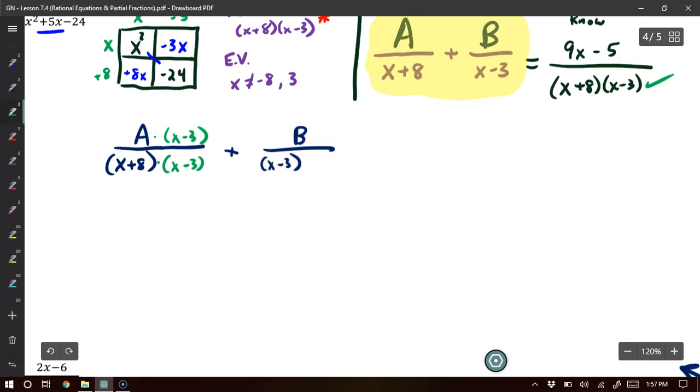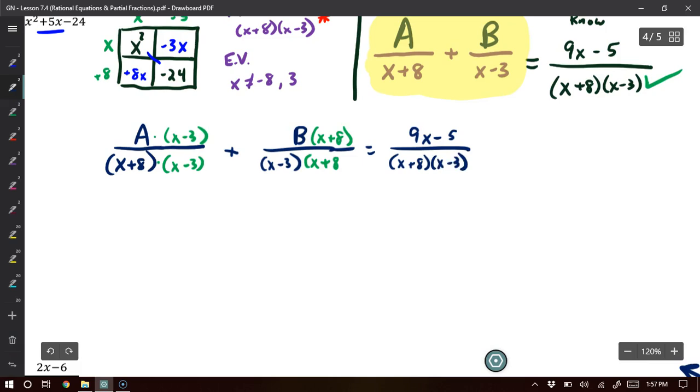Well, that's missing the x plus 8. So I'm going to put that in the bottom, and to keep it balanced, I'm going to put it in the top. And now that one also has the common denominator. And it should equal my 9x minus 5 over the x plus 8 and the x minus 3.